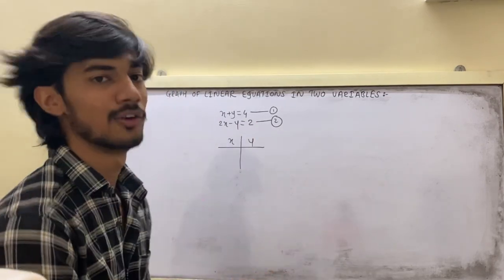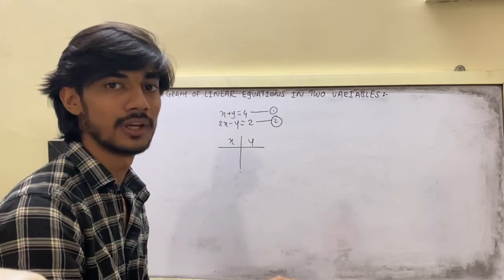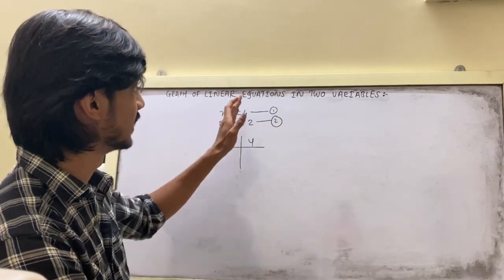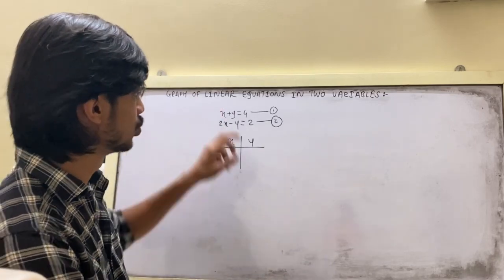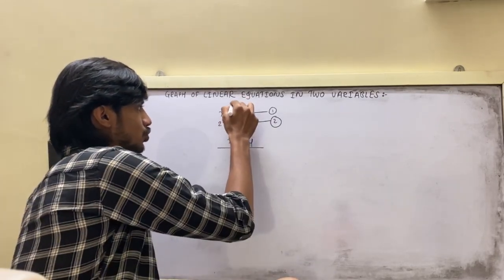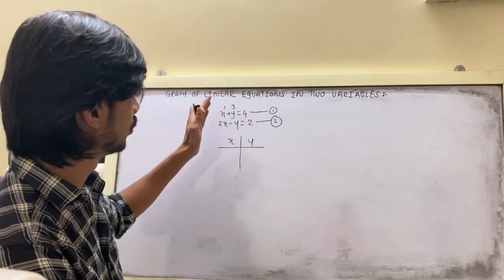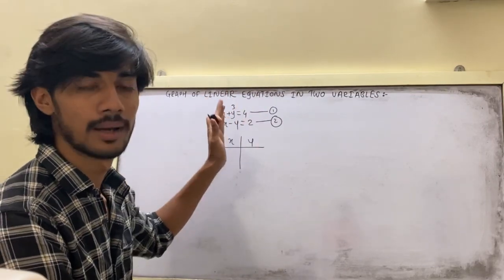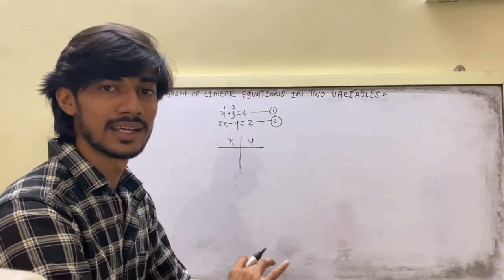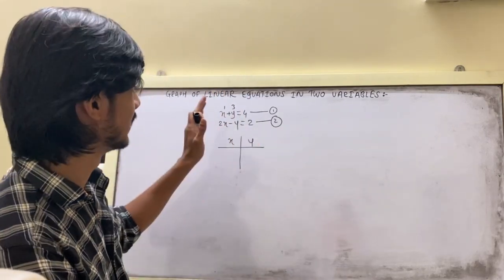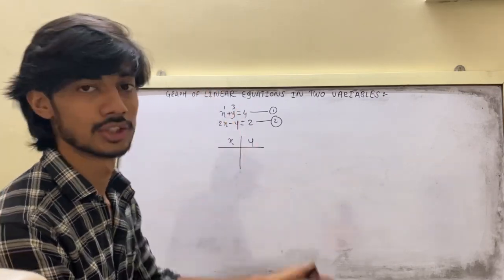Then you have to take 2 points x and y in such a way that they satisfy these equations. You can take any 2 points, like x equals 1, y equals 3, the answer will be 4, since 1 plus 3 equals 4. If you take x equals 2 and y equals 2, then the answer will be 4. You can take any 2 points, but they have to satisfy the condition.